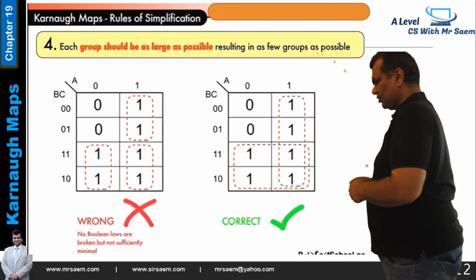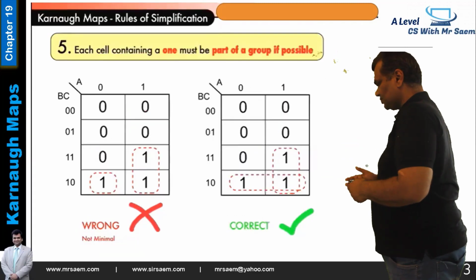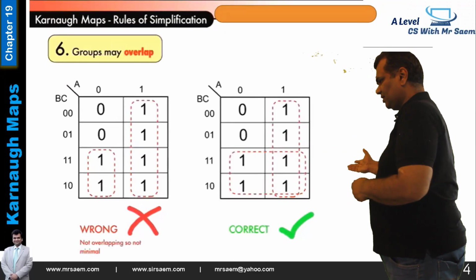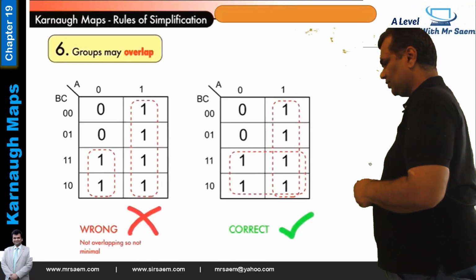Groups may overlap. That's perfectly fine. As you can see, groups can overlap. They don't have to exist individually. So look at the following truth table.